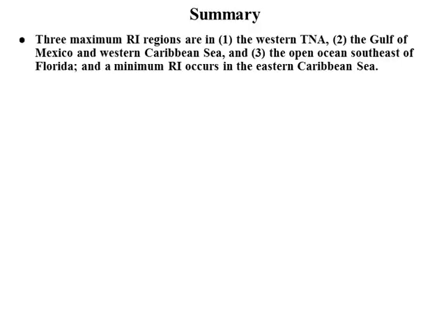Basically, this was a summary. In our paper, we find three regions where RI is maximum. One is over the West Tropical North Atlantic, one is over the Gulf of Mexico and West Caribbean Sea, and another is over the open ocean southeast of Florida. We also find a minimum region over the East Caribbean Sea, north of South America.